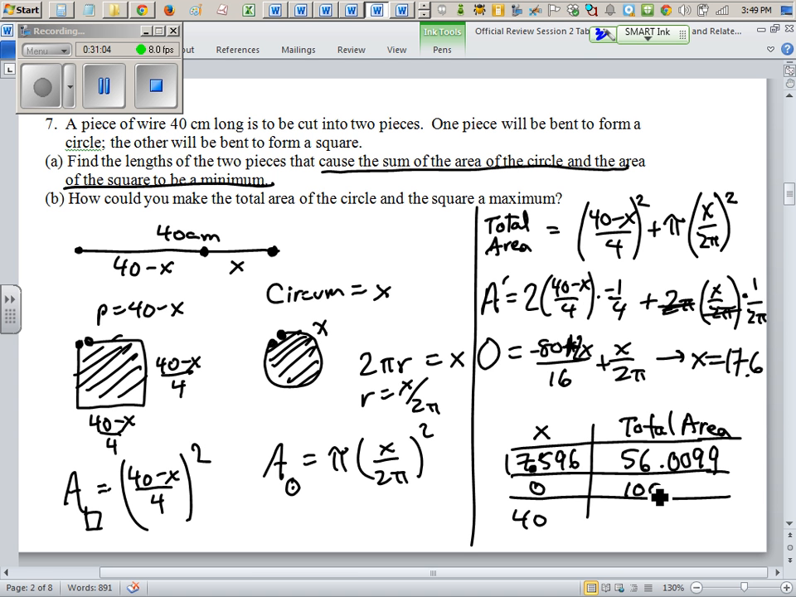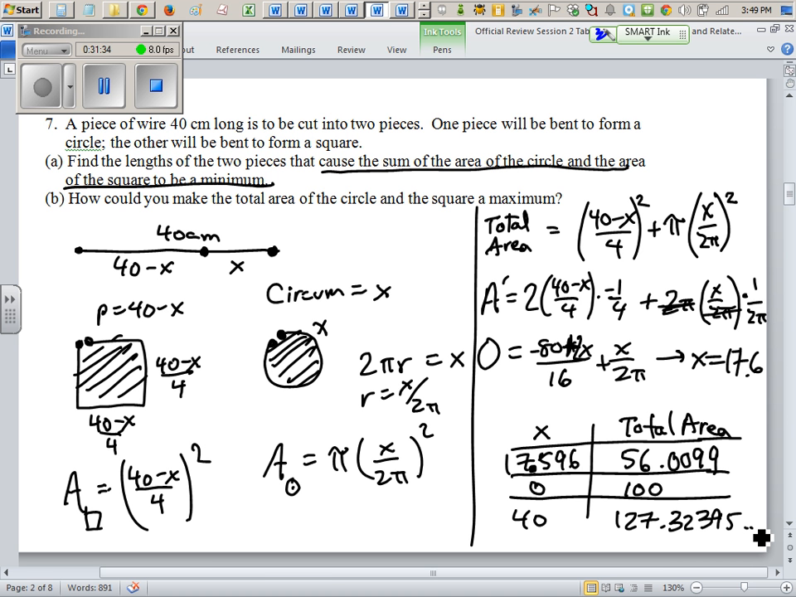Let me just do it on the calculator. What's pi times 40 over 2 pi, 20 squared. It's just 127.32395, or 127.324.